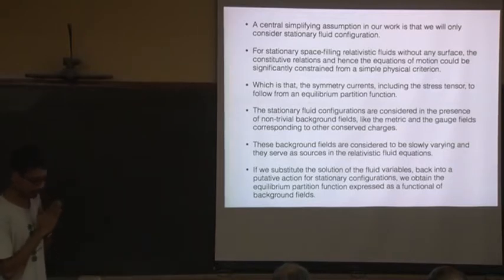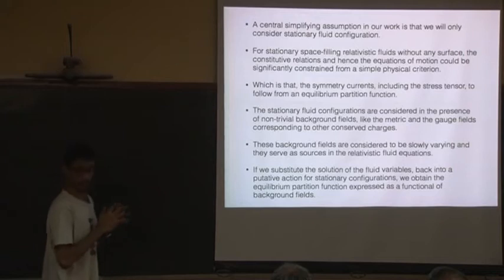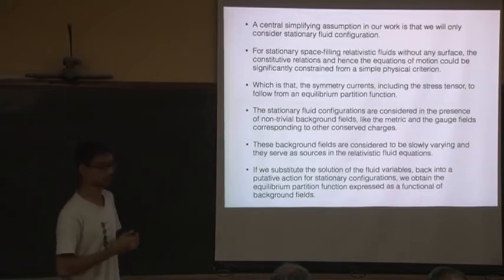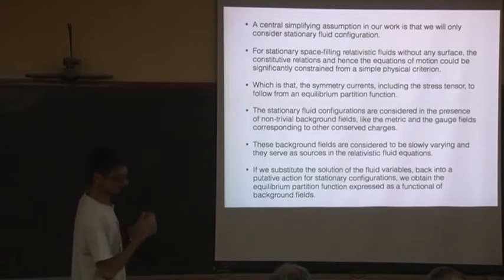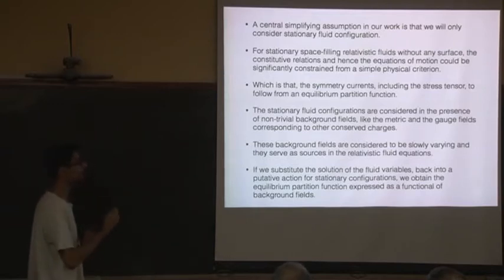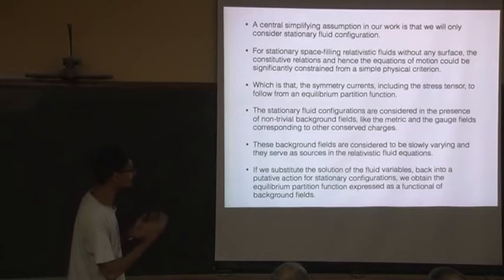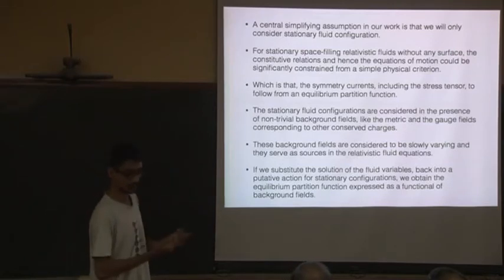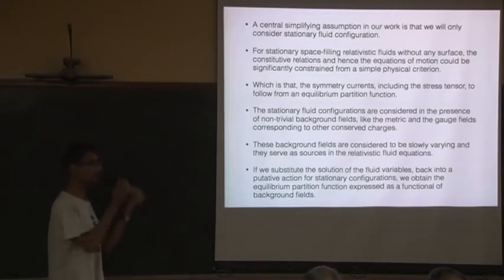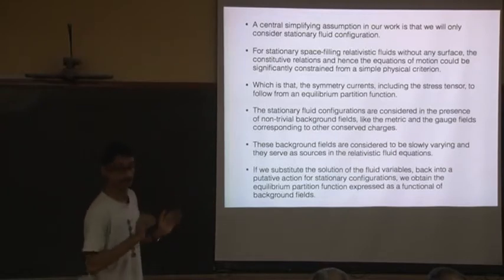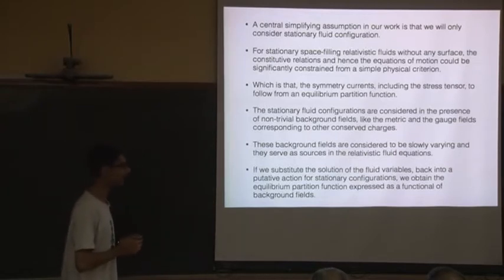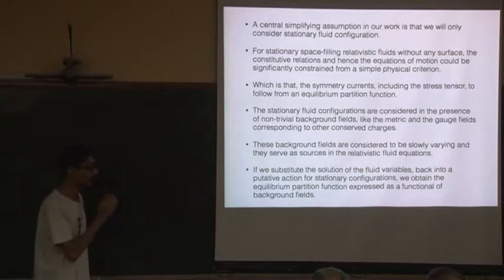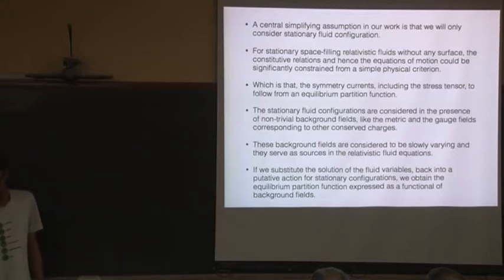So in relativistic fluid equations, we have on one side the fluid variables like the fluid velocity or the fluid temperature, and the fluid equations relate them to the background fields, which are like sources. And now we can substitute the solution of these fluid variables in terms of the sources, like the background fields, and we can put them back in the putative action for stationary configurations, and then we will obtain this equilibrium partition function as a functional of those background fields.